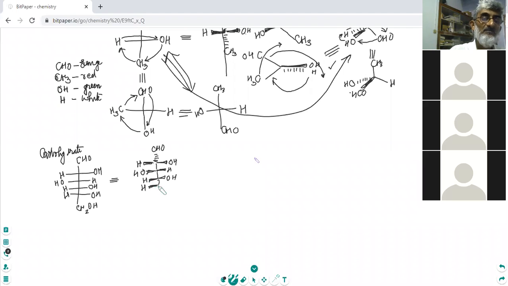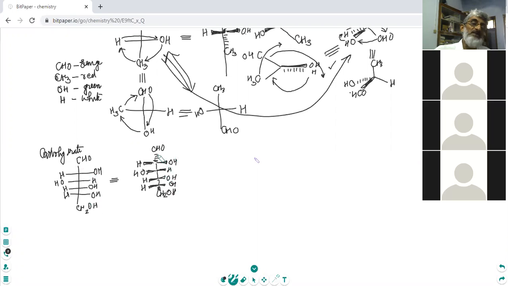H, OH, and look, CH2OH is backside. This is the actual three-dimensional structure of this molecule as represented in this fashion. So whenever I draw like this, please, in your mind, you should have this picture.